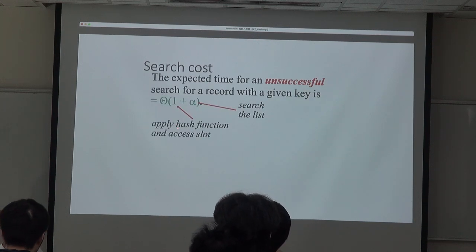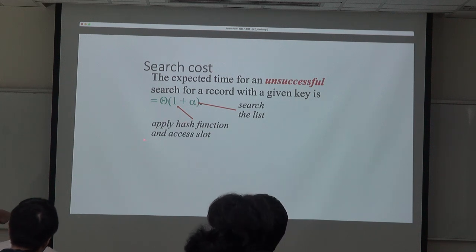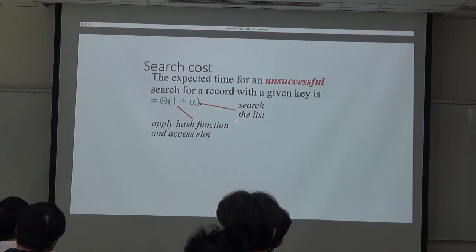So this is like applying the hash function. It takes constant time, and once you calculate the hash function, the access of the slot is constant time, and then the alpha is the time to search the list.